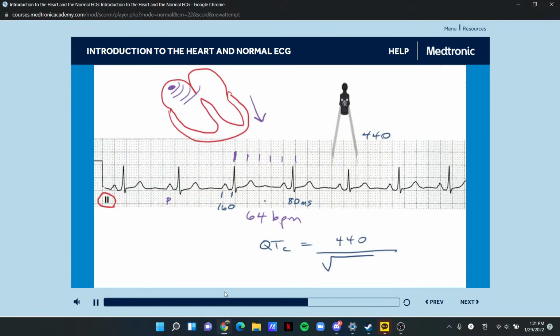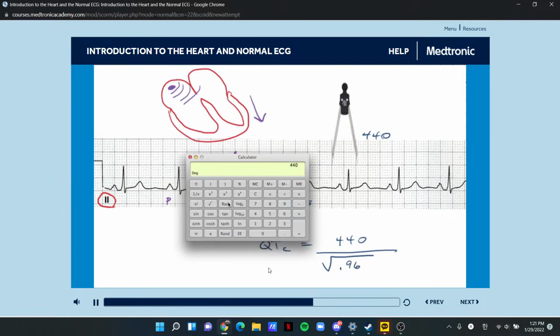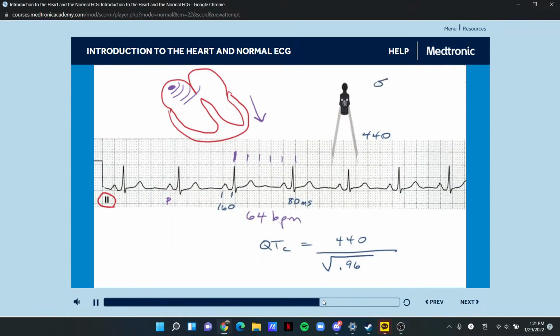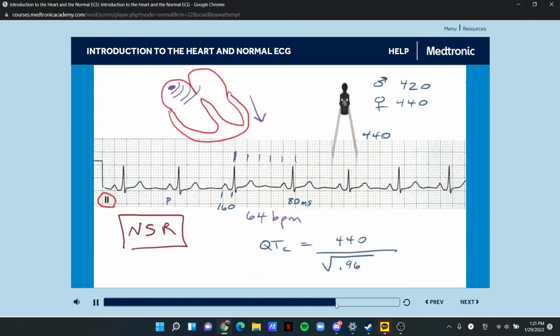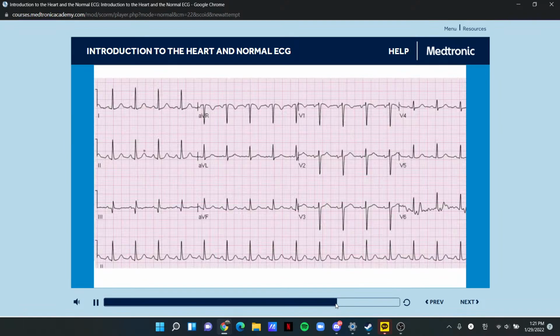The R to R interval is 960 milliseconds, so 0.96. 440 divided by the square root of 0.96 is 449. That's pretty close to normal. In males, the QTc of 400 is within normal range, so this is normal sinus rhythm, abbreviated NSR.